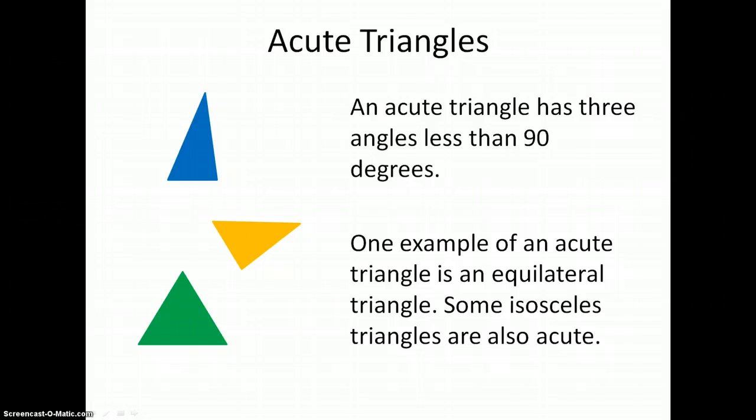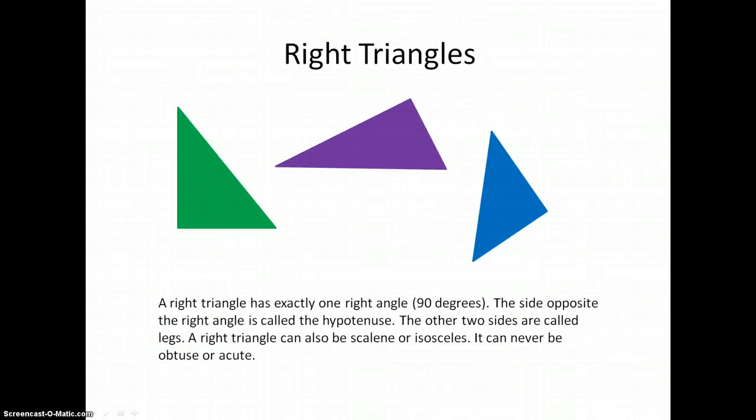Acute triangles look at the angles in the triangle. An acute triangle has 3 angles, or all of them, less than 90 degrees. These 3 triangles all have angles that are smaller than 90 degrees, or a right triangle. One example of an acute triangle is an equilateral triangle, because equilateral triangles have angle measures of 60 degrees. Some isosceles triangles are also acute triangles.